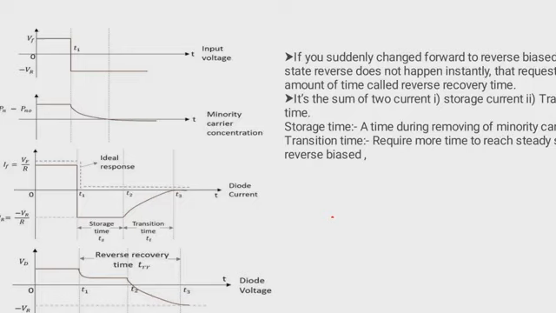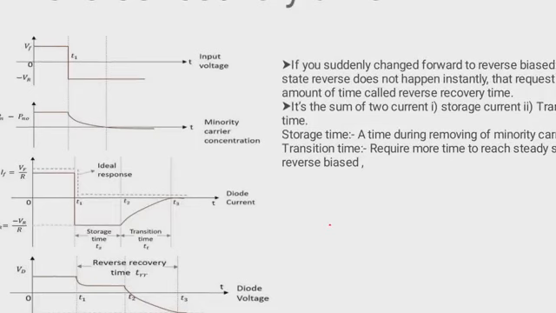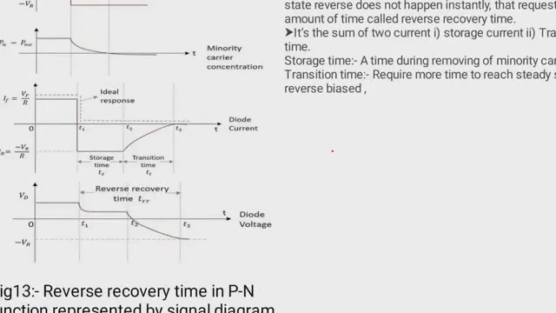This is denoted by this line, which means it decays exponentially. But it requires some time. During that time the diode conducts, but in the reverse direction. This is the forward direction conduction current, and this is the reverse direction conduction current, which is shown in the negative y direction in the case of reverse. In the case of forward, the current is shown in the positive y direction.